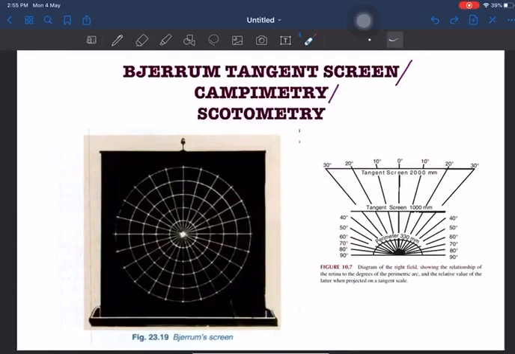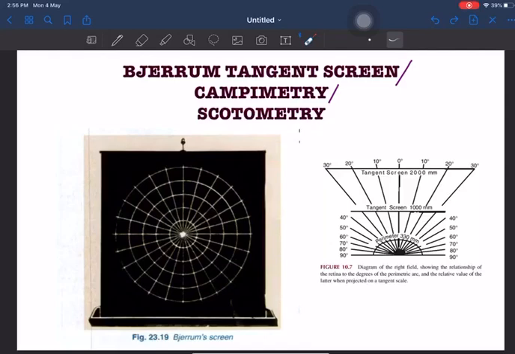So now we are going to discuss in a little bit of detail the Bjerrum's tangent screen test. It is otherwise known as campimetry or scotometry. The Bjerrum screen consists of a black felt screen measuring about 1 meter square or 2 meter square in size, supported on a framework. So the patient should be seated at a distance of 1 or 2 meters according to the size of the tangent screen.